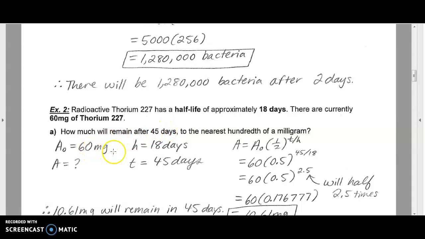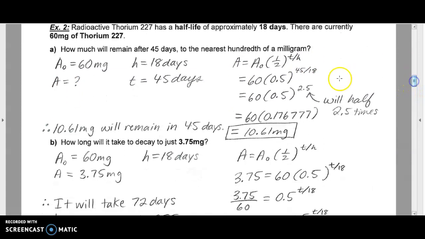So we have 1, 2, 3 variables given to us. We want to figure out how much of this will remain after 45 days, so we're solving for A. We literally go to our formula, plug in our 60 here. Again, if you want to write this as a half or 0.5, it doesn't really matter. Plug in the t-value of 45 and plug in the half-life of 18 days.